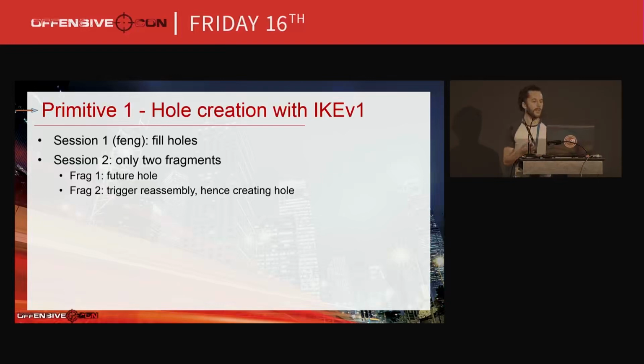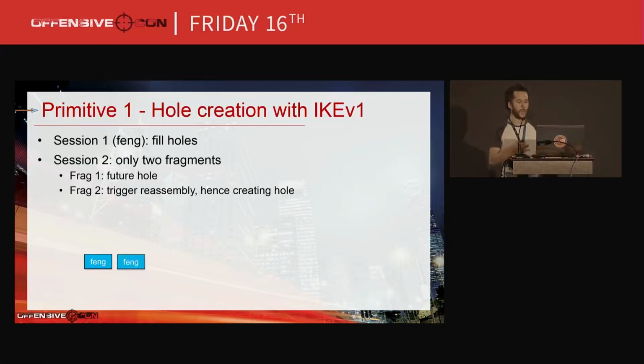So the first primitive we want is to create holes. We're going to use 2 sessions. The first one is going to basically be used to send different fragments to fill all the hole, and at some point we're going to have some adjacency. So everything I show you is IKE fragments, right? And at some point when we have some adjacency, we can send another fragment from a different session.